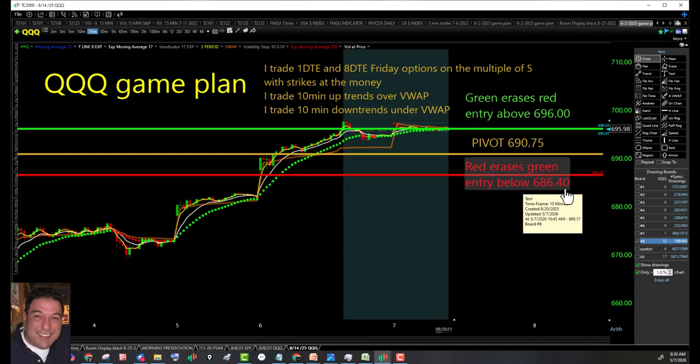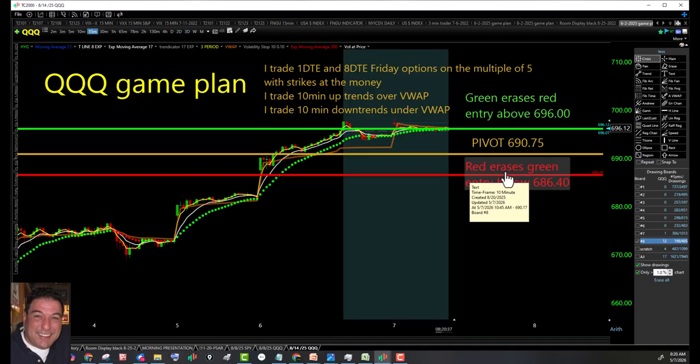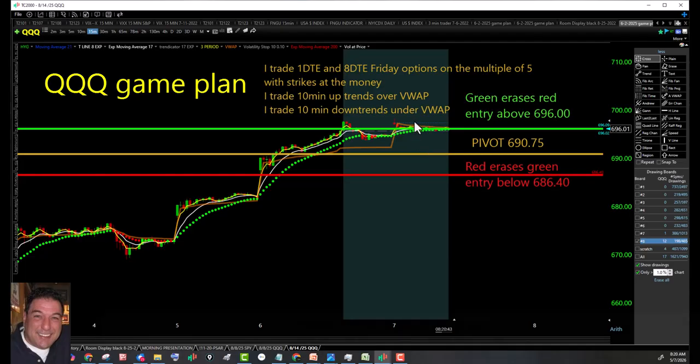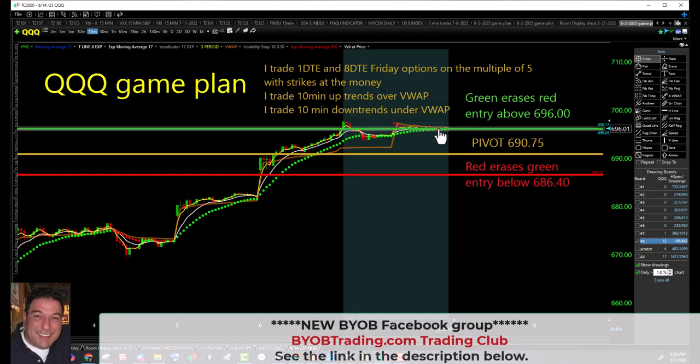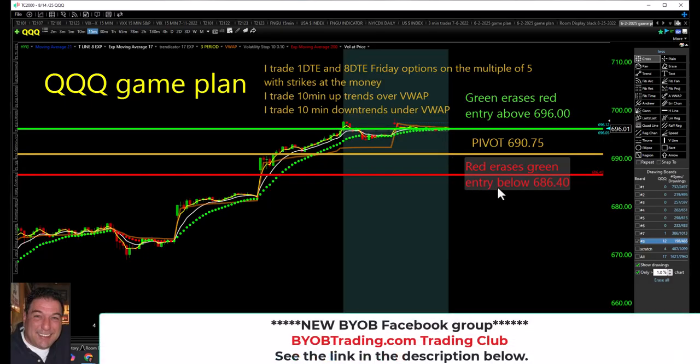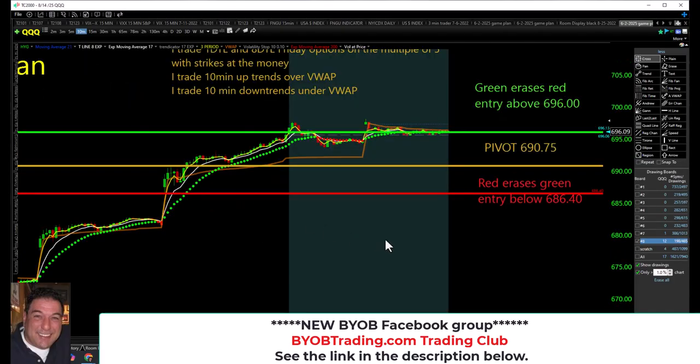So underneath 686.40 is the red erases green entry. Same thing here, okay? If I get a 10-minute uptrend that happens to manifest down here, I'm not opposed to taking it to the upside as long as it breaks that bullish 10-minute rubber band candle. Same thing with the downside, 10-minute downtrends. If one breaks the bearish 10-minute rubber band candle, I like to take that 10-minute downtrend, even if it happens to manifest long before the red erases green entry right here. So let's look at QQQ on the 10-minute chart.